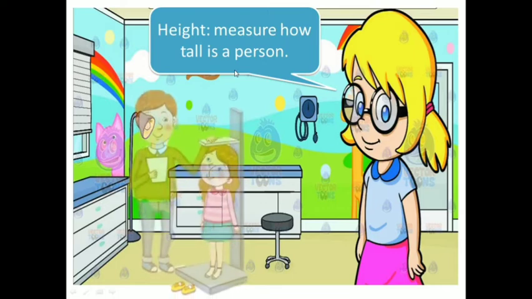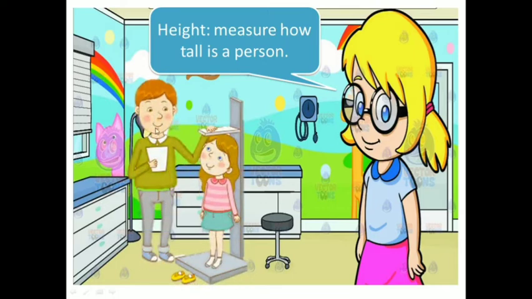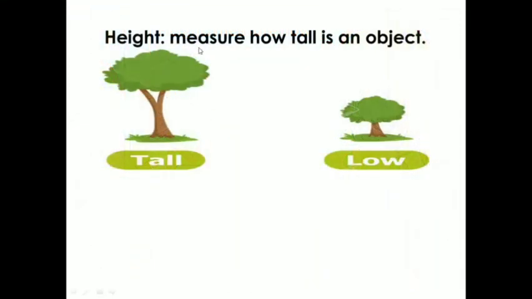You can see here in this picture that this teacher is measuring the girl. How tall is the girl? She is standing up. Also, we are measuring how tall an object is. So for example, this first picture and the second picture. The tree is taller than this one. So we call it tall and this is low.